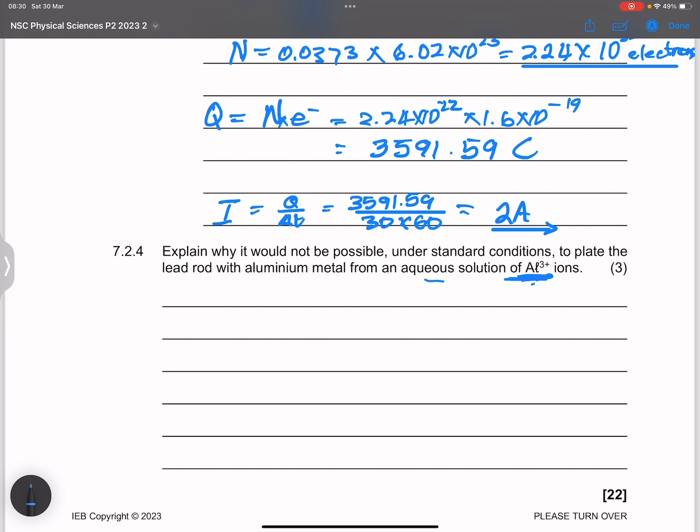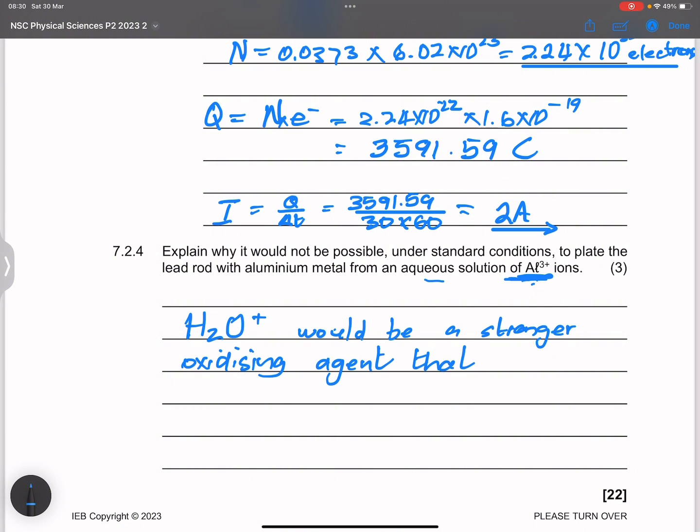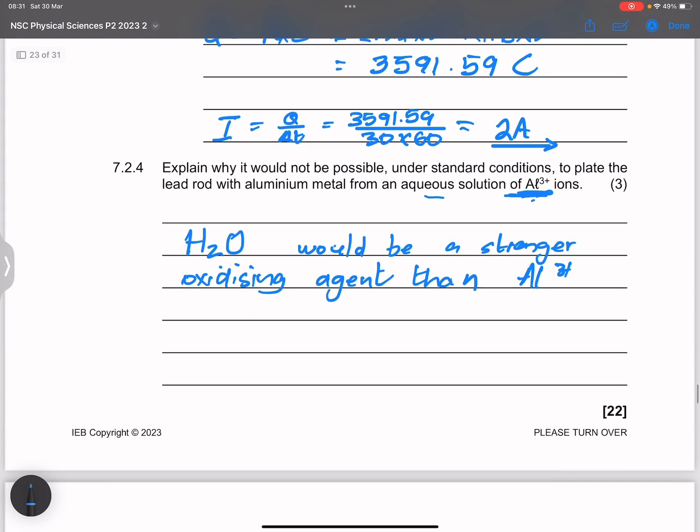But remember, in that case, water is actually a stronger oxidizing agent. So H2O would be a stronger oxidizing agent than Al3 plus. You'll see on your table, depending on which one you use, it's either above or below. But if you're looking at the strength of oxidizing agents, definitely H2O is much stronger, and in this case it would tend to be reduced more than Al3 plus. So that is the reason, and that covers question 7. All right, we move on to the next one.